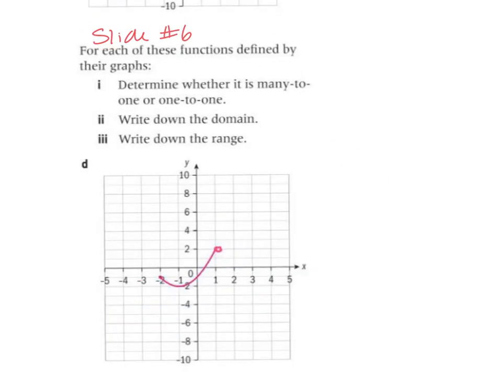And then slide 6 is more of the same. So letter I, this would be many to one again. If you use that horizontal line test, we see that the horizontal line would touch the graph more than once. So that means we have a couple of x values that have the same y value. It's still a function, but it's a many to one function. So letter I would be many to one, okay?